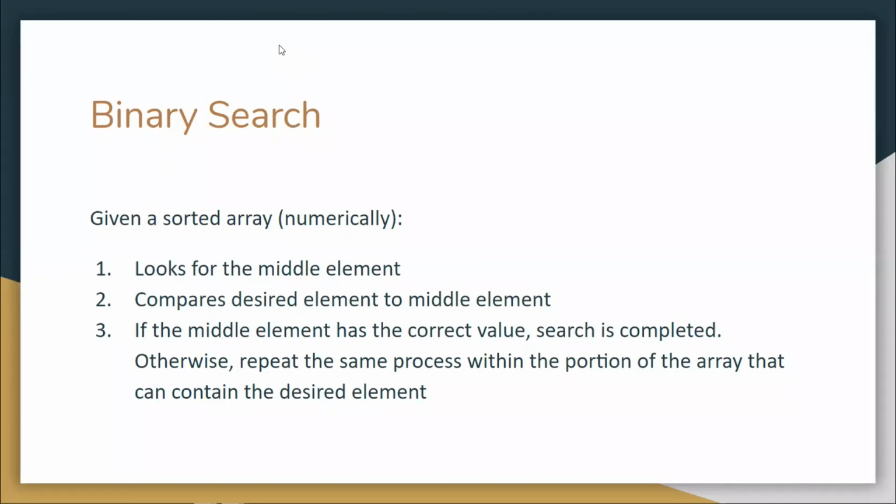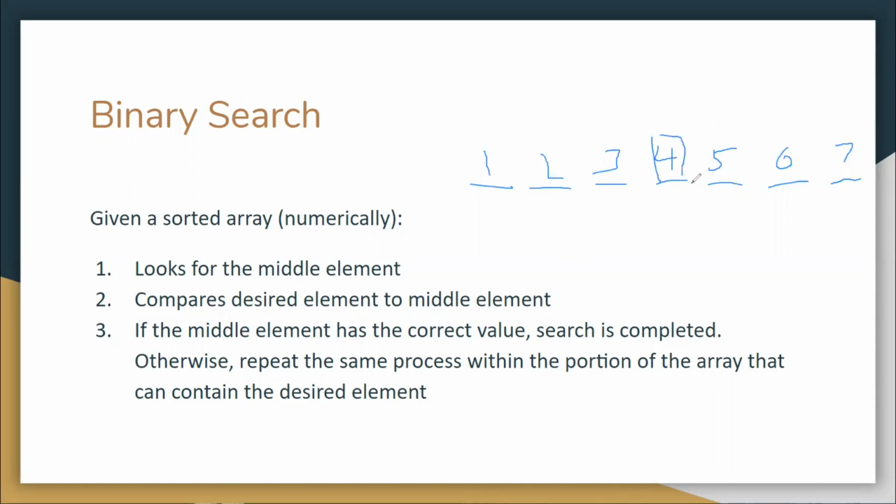I'll draw it real quick to make it more clear what I'm saying, I guess. So given I have some array of like 7 elements, 1, 2, 3, 4, 5, 6, 7. We first look for the middle. For example, let's say we're trying to find 5. We first search for the middle element, which in this scenario is 4.